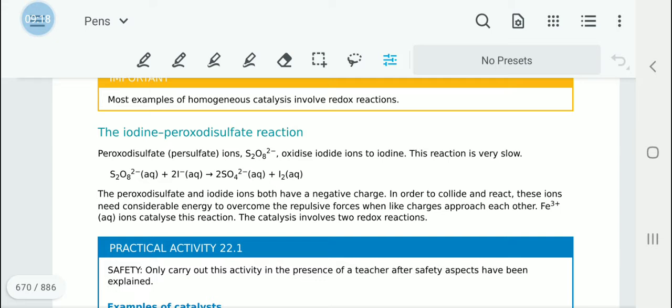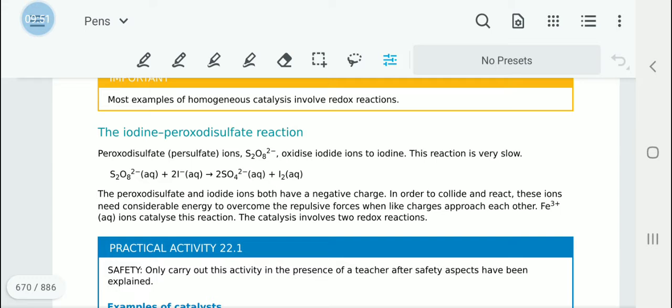Now, the iodine peroxodisulfate reaction. Peroxodisulfate or persulfate ions, S2O8 2 minus, oxidize iodide ions to iodine. It's a very slow reaction. S2O8 2 minus aqueous plus 2I minus becoming 2 sulfate ions and I2 aqueous.